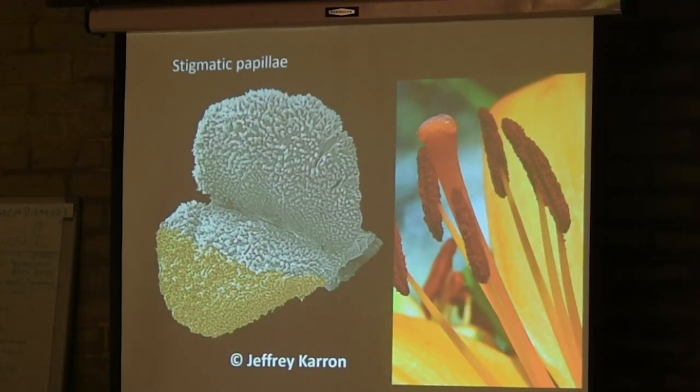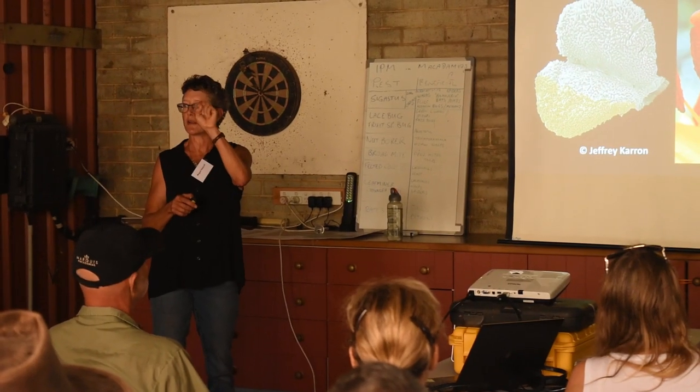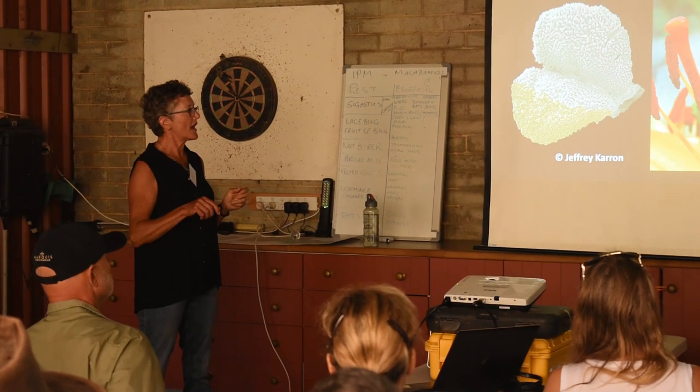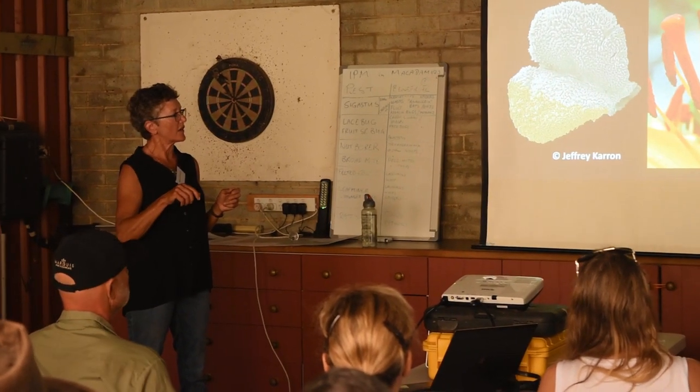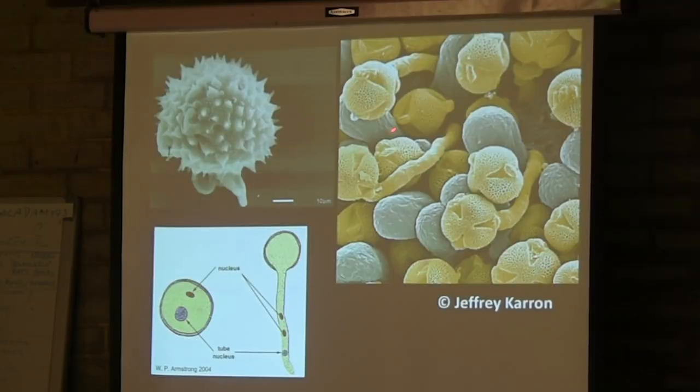Underneath this sugary syrup are these papillae. They're long, fingery projections that will hold the pollen when it lands on the stigmatic surface. Thousands and thousands of pollen grains are contained in this area here. Here we have those pollen grains held tightly amongst those papillae. This is a pollen grain, and it's started to germinate. This is the pollen tube, and this is a pollen tube that's grown.